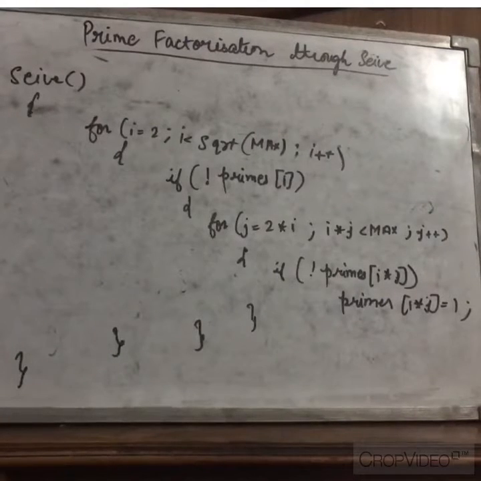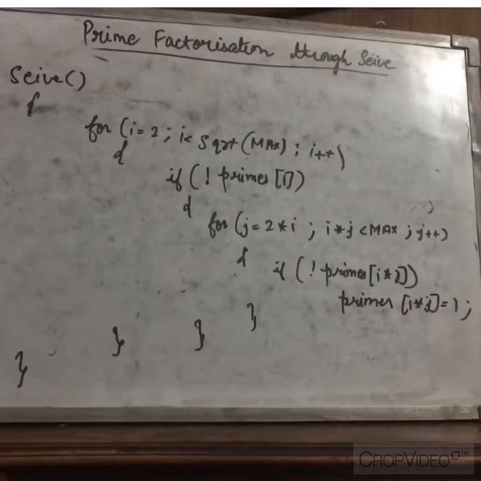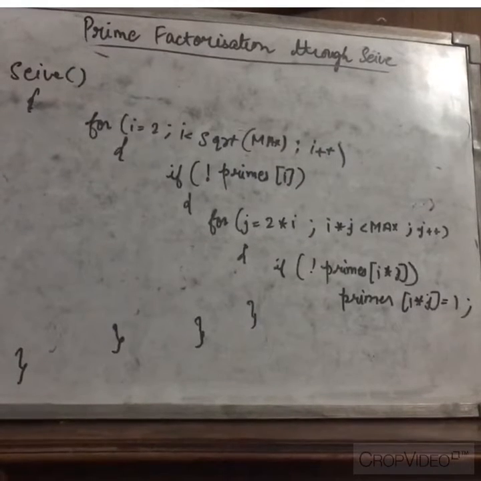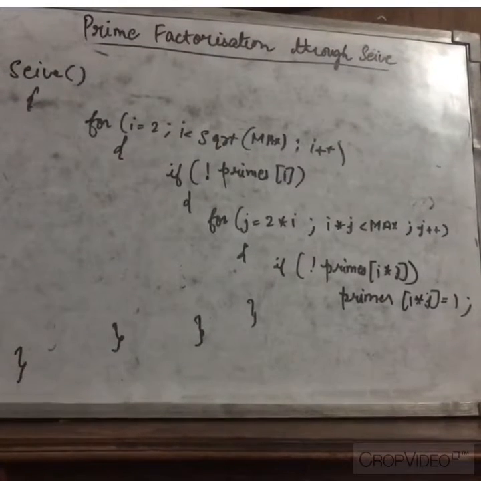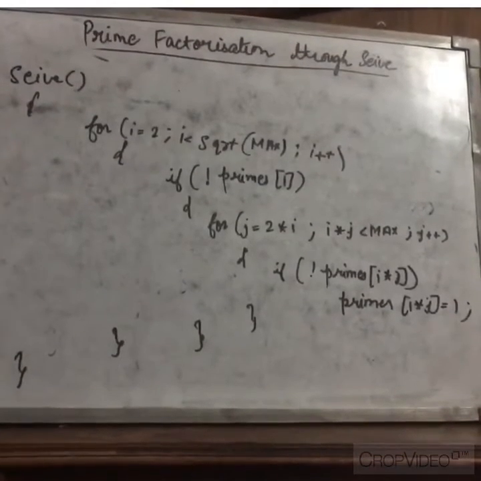Hello friends, today we'll be discussing prime factorization through the sieve of Eratosthenes. The prerequisite is that you must know about the sieve of Eratosthenes. It is an algorithm to find prime numbers in a range 2 to n. Today we'll see how this algorithm will help in finding the prime factors of numbers in O(log n) time. I have written the basic implementation of the sieve.